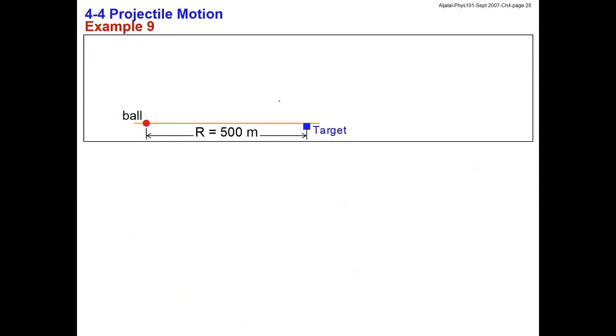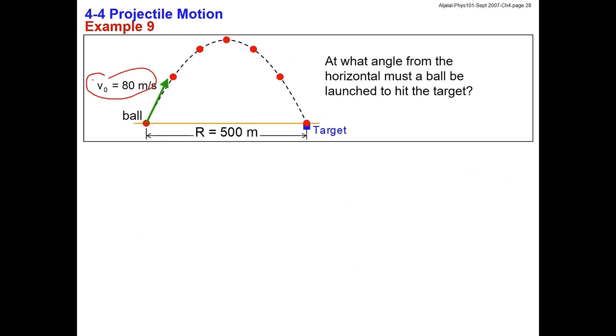Now let's look at this example here, example 9. Now here I give you the range. I give you the initial speed of my projectile. Now I'm asking you about the angle. At what angle from the horizontal, I'm asking you about the launch angle, theta naught, must a ball be launched to hit this target, which is at this range, 50 range, because you see, delta y is 0. Y of the initial position is equal to the y of the final position.